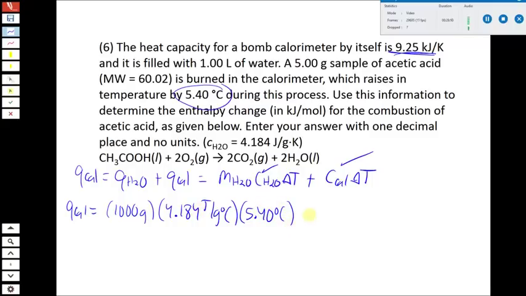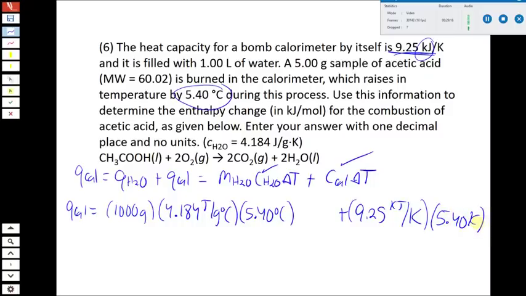And then the other term is going to be the heat capacity of the calorimeter itself, which is 9.25 kilojoules per Kelvin or degree Celsius. Remember that for temperature changes, delta T can be in Kelvin or Celsius. There's no distinction there. But this is kilojoules, as we said, and then the same delta T, 5.4. So the two things have the same delta T.